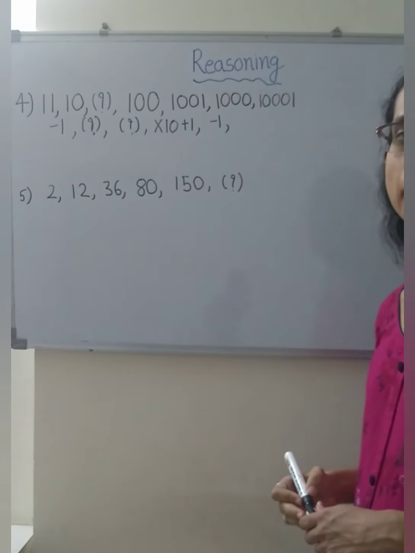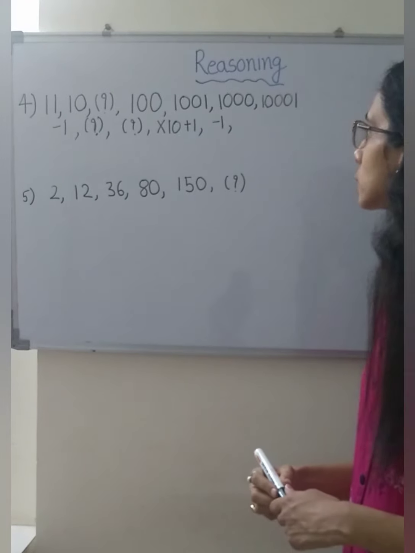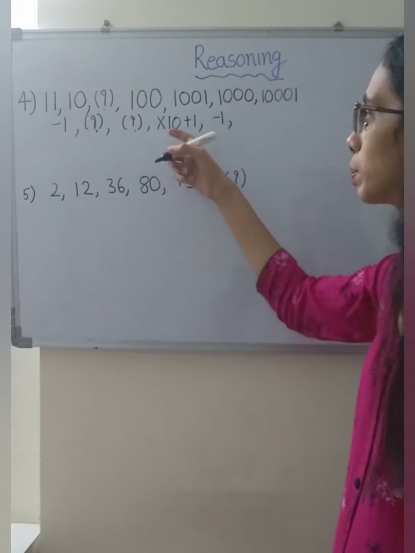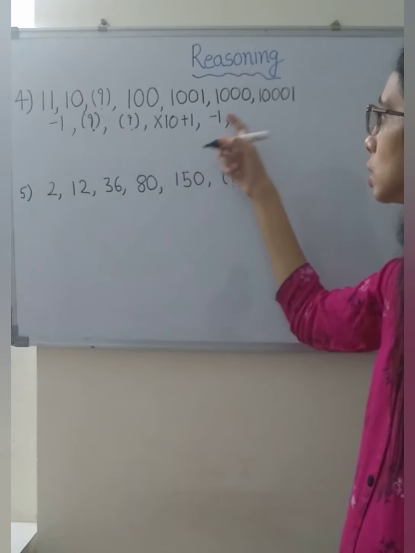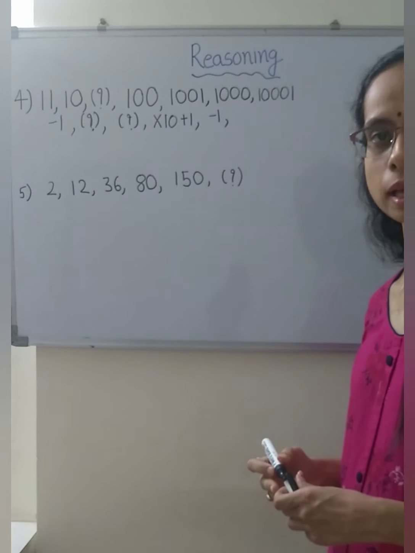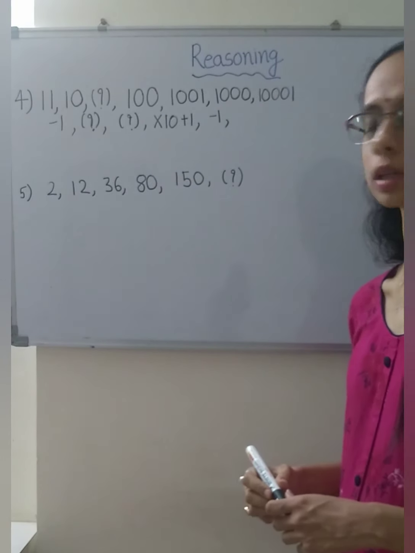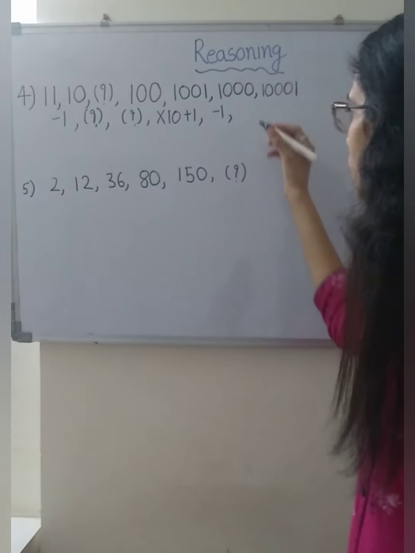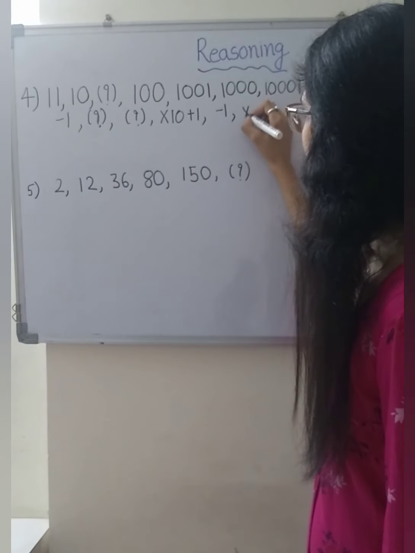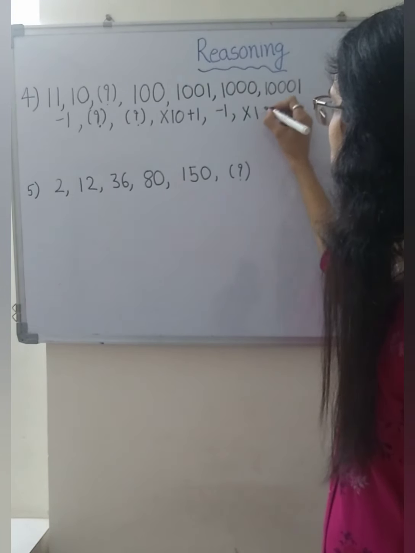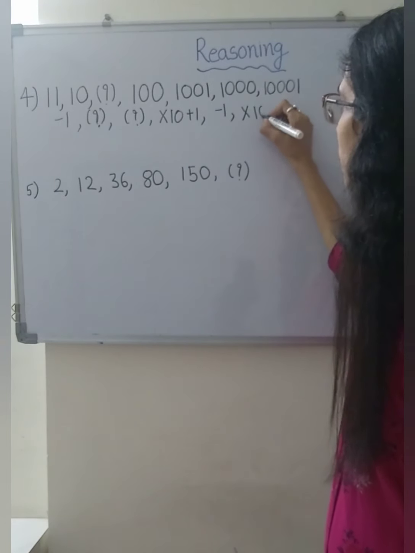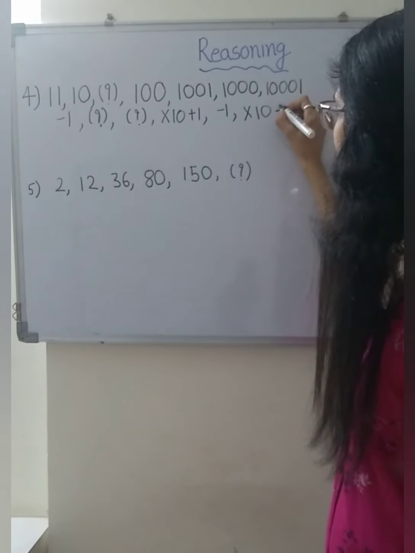Then 1000 and 10,001. So what is the relation here? Again multiply by 10 plus 1, because 1000 multiplied by 10 is 10,000 and 10,000 plus 1 is 10,001. Okay. So it is equal to multiply by 10 plus 1.